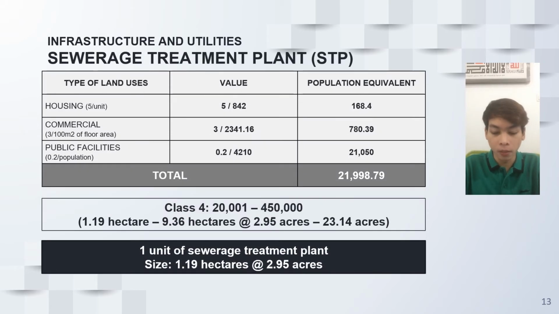Sewage treatment plant. The total population equivalent for this neighborhood is 21,998.79. That is in the range for class 4 of sewage treatment plant. The size of sewage treatment plant that is suitable for this neighborhood is 1.19 hectares or 2.95 acres.